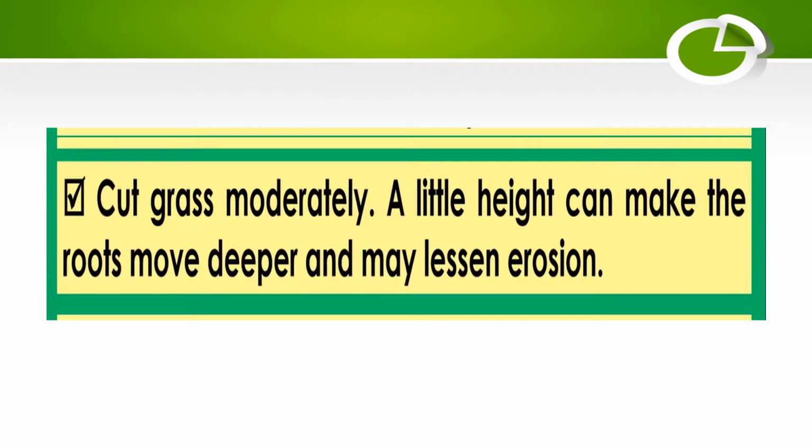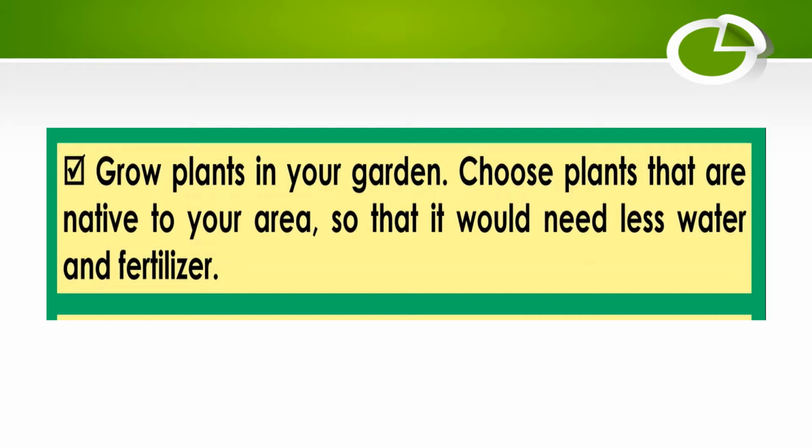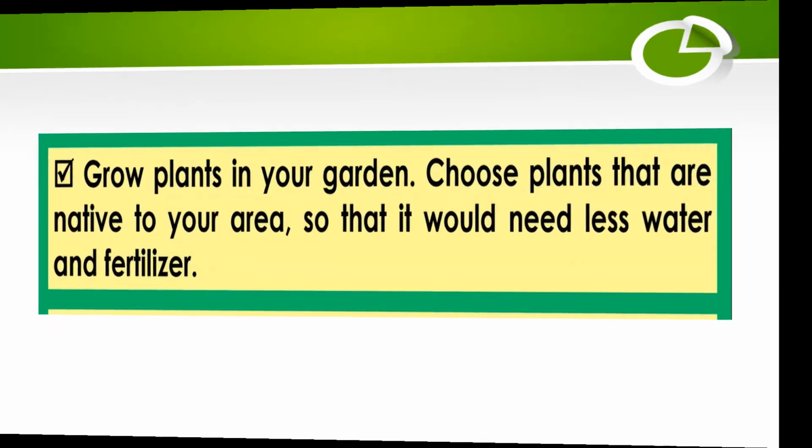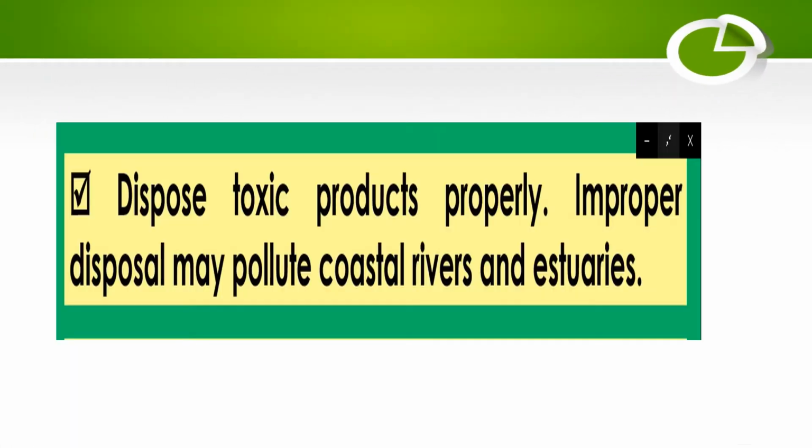Next, cut grass moderately. A little height can make the roots move deeper and may lessen erosion. Next, grow plants in your garden. Choose plants that are native to your area so that it would need less water and fertilizer. Next, dispose toxic products properly. Improper disposal may pollute coastal rivers and estuaries.